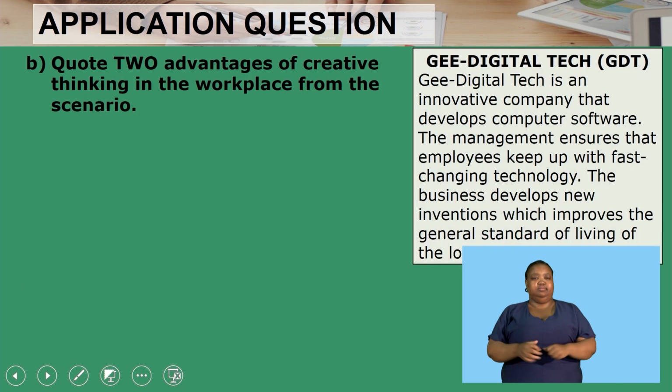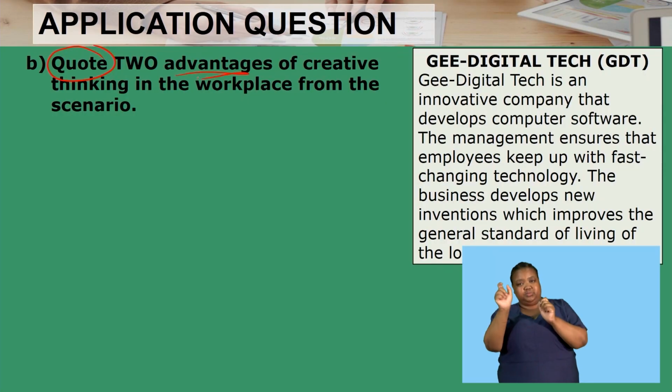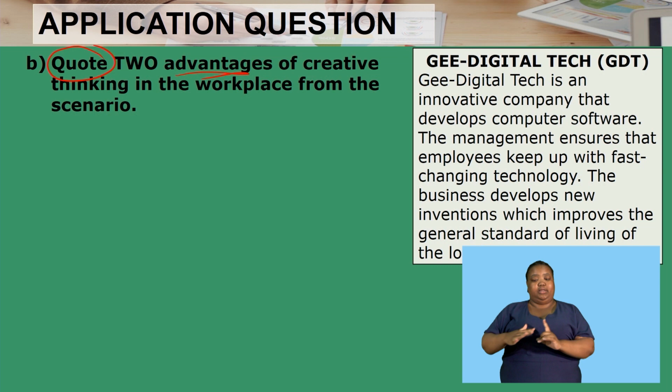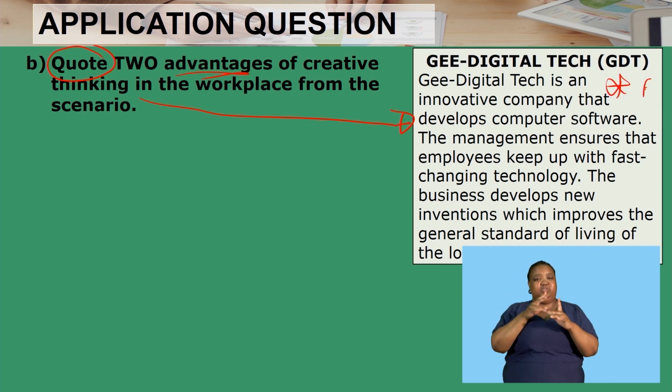All right. The second question, quote two advantages of creative thinking. Quote two. Don't forget, I'll be reminding you to say quote. When they say quote, it means what? We take it word for word, as is, from our scenario. Quote two advantages of creative thinking in the workplace from the scenario, not in general, from the scenario. So meaning those two advantages need to come from the scenario here. This is the scenario that we have.